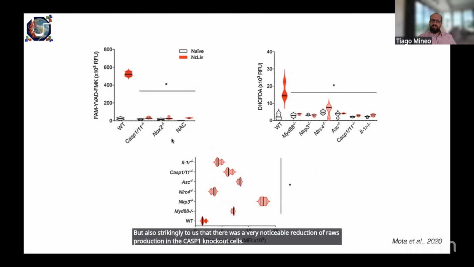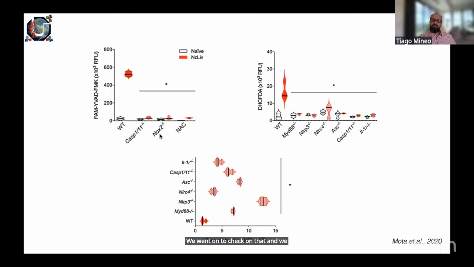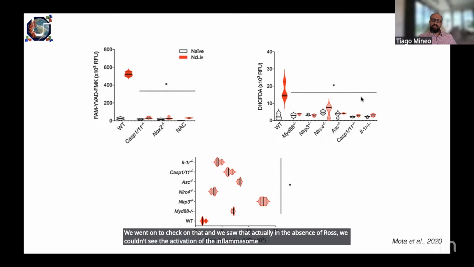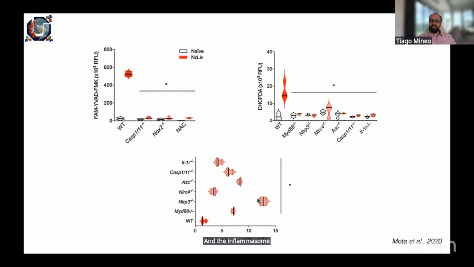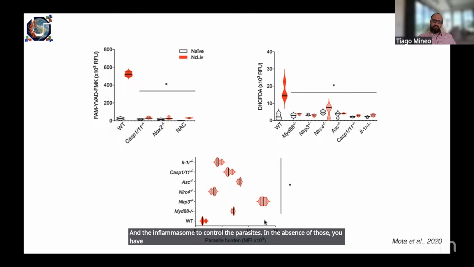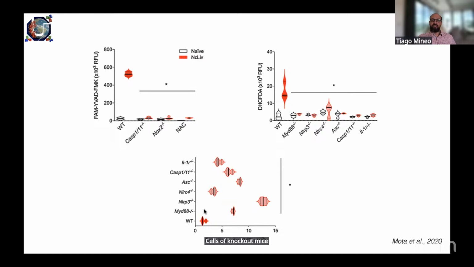We went on to check on that, and we saw that in the absence of ROS, we couldn't see the activation of the inflammasome, and the other way around, right? Which was very striking to us, that there's an active interplay between ROS production and the inflammasome to control the parasites. In the absence of those, you have increased parasite burden compared to wild-type mice, in cells of knockout mice of different players of the inflammasome pathway.